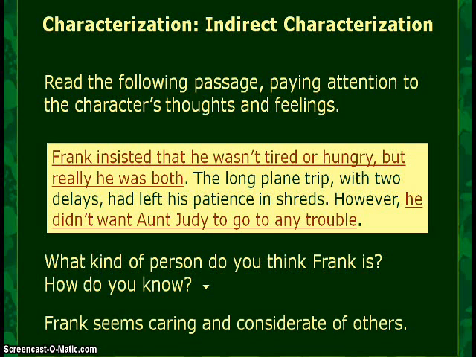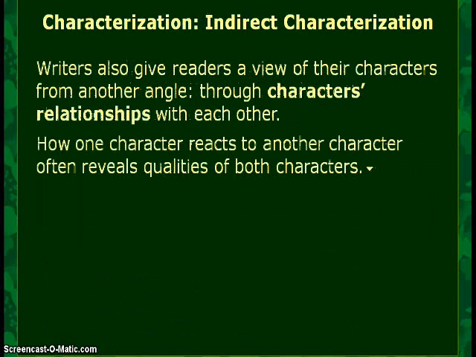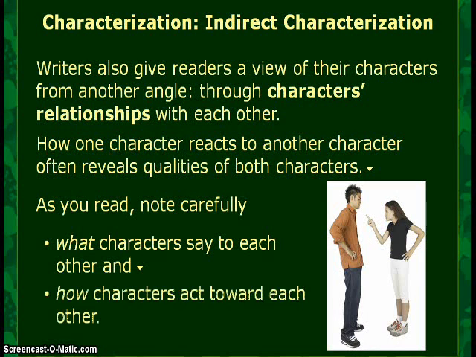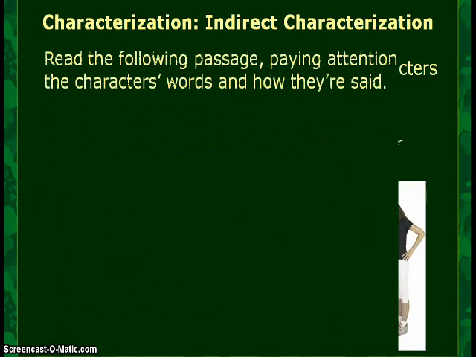Well, the fact that he insists that he's not tired or hungry, even though he is, and he's thinking about his aunt not having to do any extra work for him, shows that he's caring and considerate of others. Now, writers also give readers a view of their characters from another angle, through characters' relationships with each other. How one character reacts to another character can reveal qualities of both the characters. As you read a text, you want to pay careful attention to what characters say to each other and how characters act towards each other.